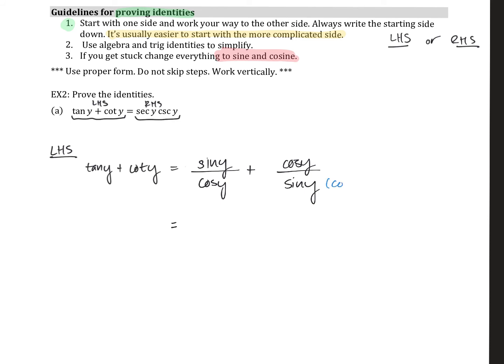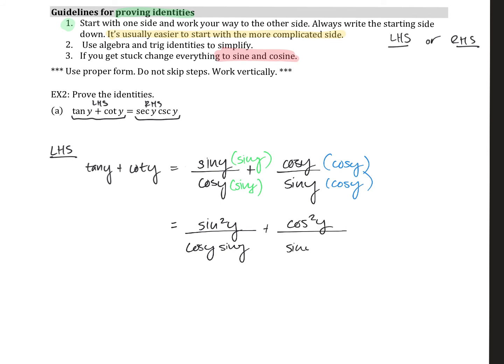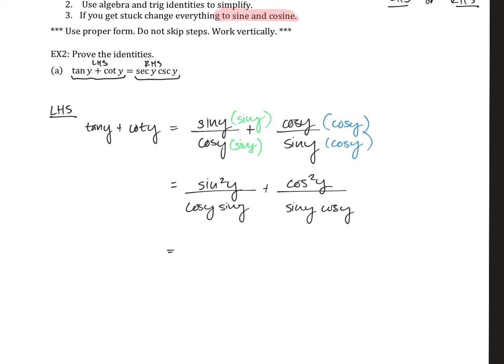So we'll go ahead and build these up to create the same fraction. And I get sine squared y all over cosine y sine y plus cosine squared y all over sine y cosine y. Let's go ahead and add these together. Still not looking much like what we're trying to find, but I am ever so hopeful.